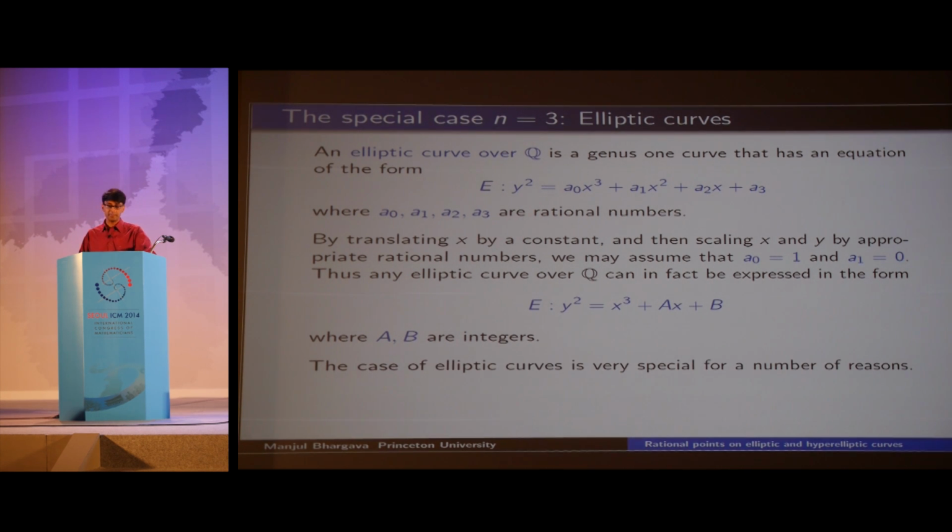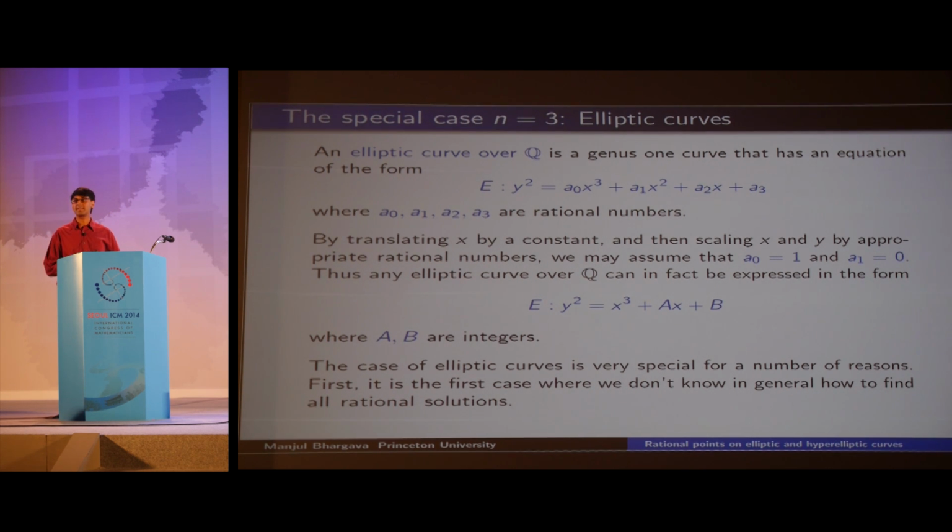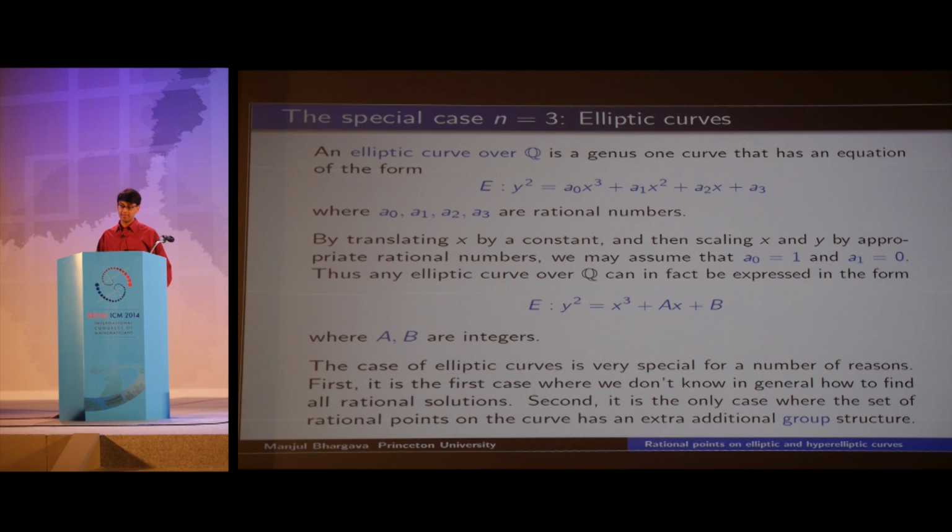And this case of elliptic curves, the case n equals 3, degree 3, is very special for a number of reasons. First, it's the first case, as I said, where we don't know in general how to find all the rational solutions. Perhaps an even more important reason, it's the only case where the set of rational points on the curve, the set of rational solutions to this equation, has an additional structure, namely a group structure. So the set of rational solutions on an elliptic curve turn out to form a group in a natural way. And so I want to concentrate on this case for a few minutes.